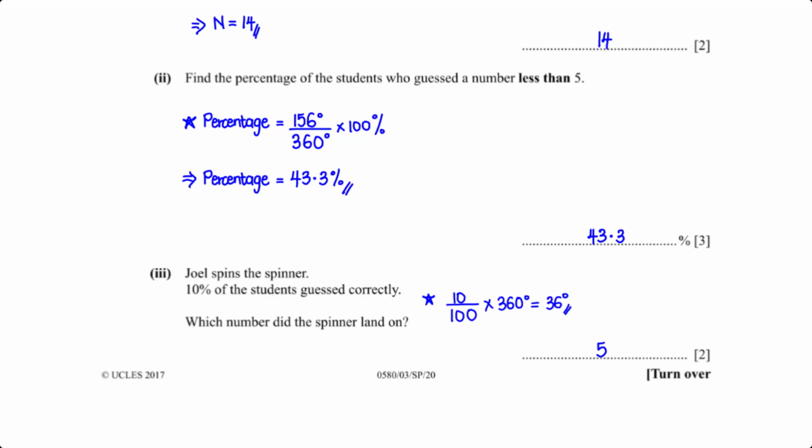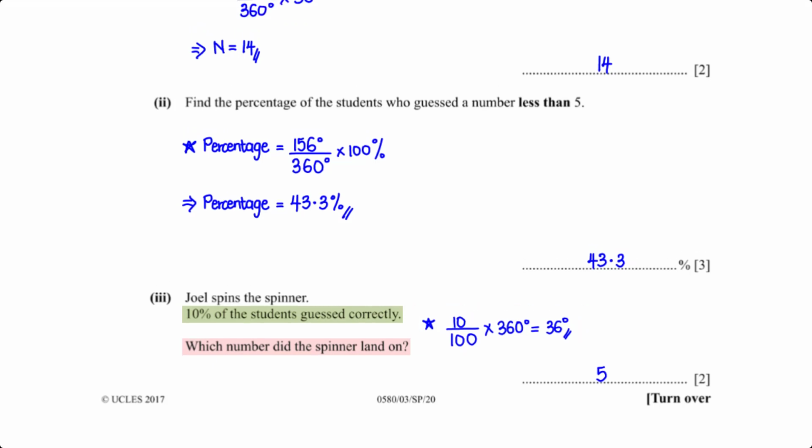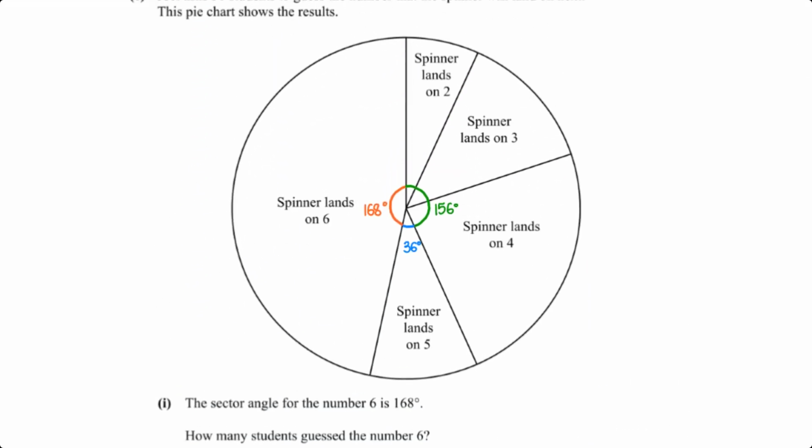Joel spins the spinner. 10% of the students guessed correctly. Which number did the spinner land on? 10% of 360 degrees gives us 36 degrees. On the pie chart, the sector angle for the number of students who guessed the spinner lands on 5 is 36 degrees, and so our answer here will be 5.